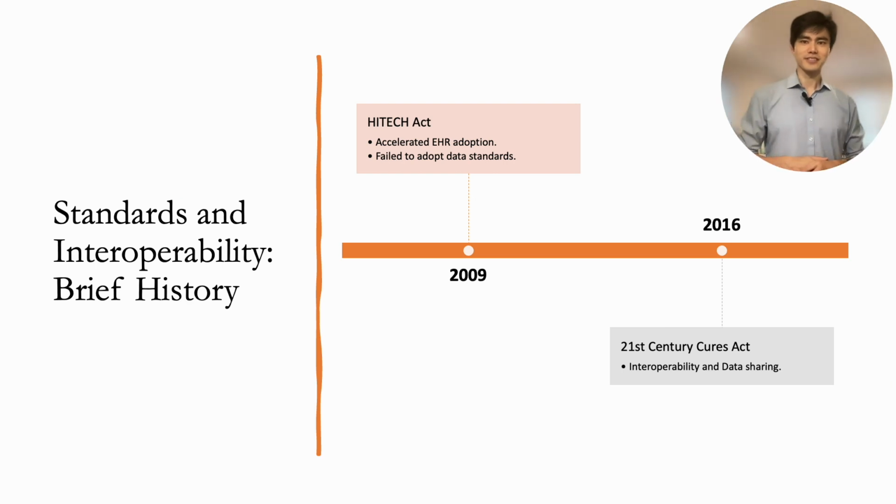So in 2009, the HITECH Act passed. It was great that everybody was starting to use electronic medical record systems. There was a huge incentive for it. However, interoperability was not really the priority there. Everybody adopted the EMR, but there still was a communication difficulty between the hospitals that were using EMRs.